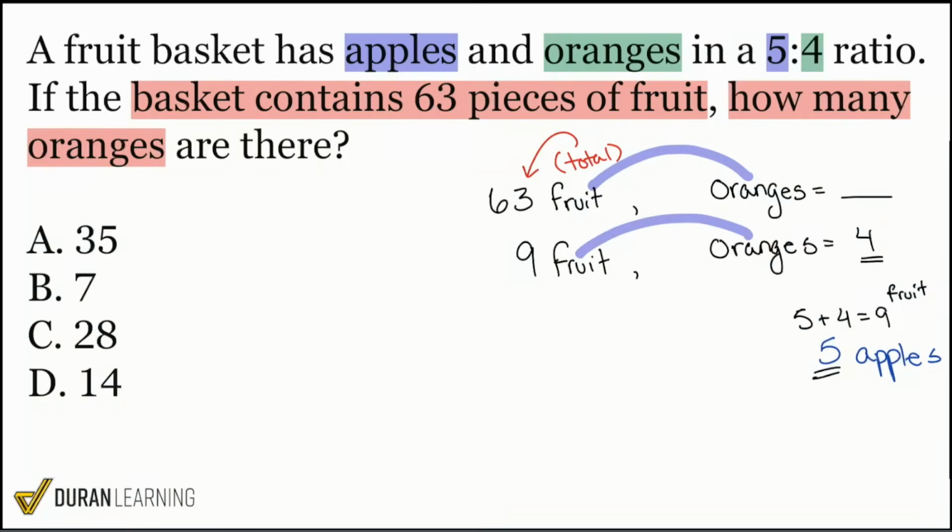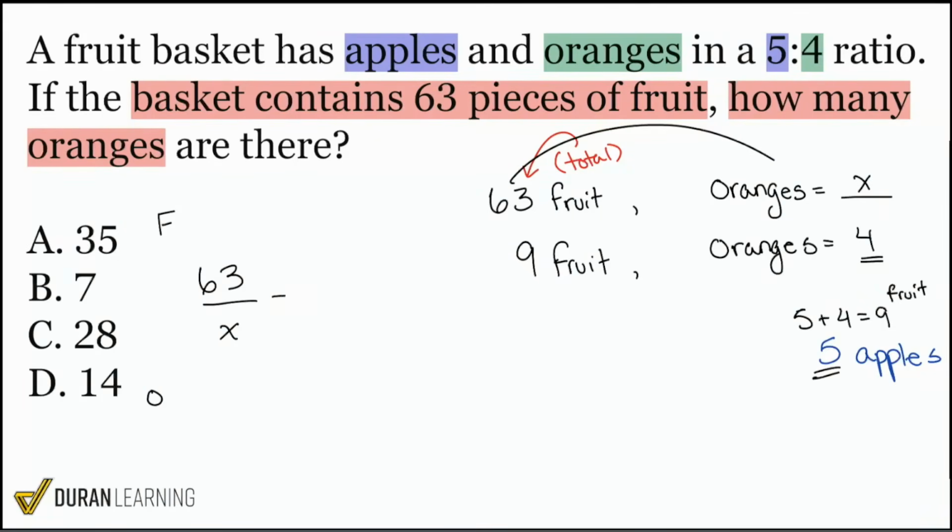Remember, proportions are all about comparing the same things in the same way. If you can commit to that idea and fulfilling that idea for all proportion questions, then we're in a good spot. So with that, here we go. I'll go ahead and use X for oranges because I certainly won't use the letter O. It'll look like a 0. So we'll go ahead and compare fruit on top to oranges on the bottom. So 63 to X right there. And then 9 to 4.